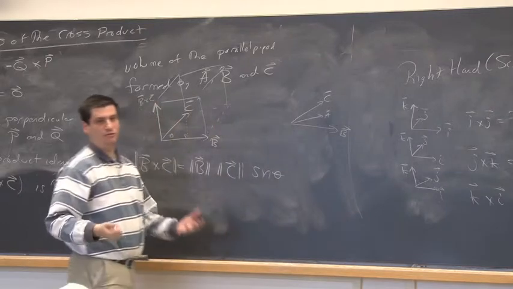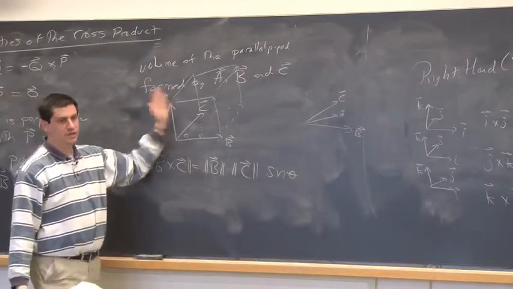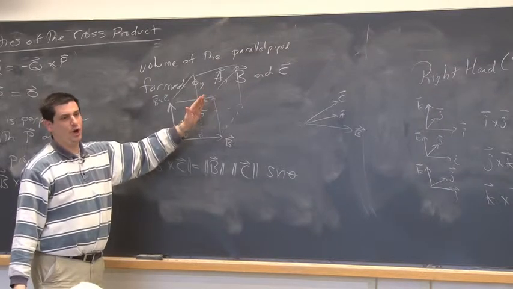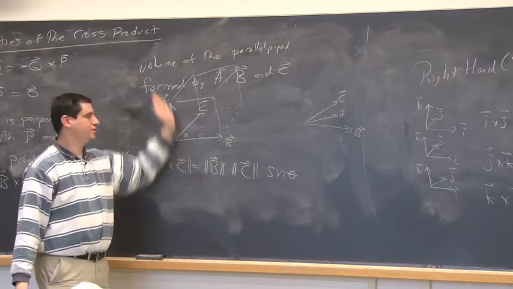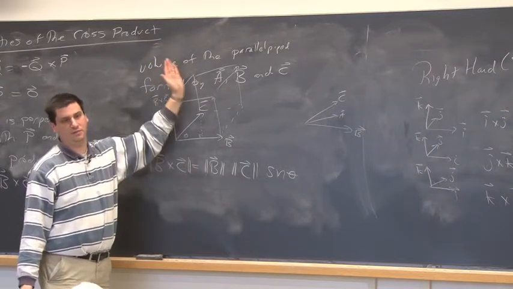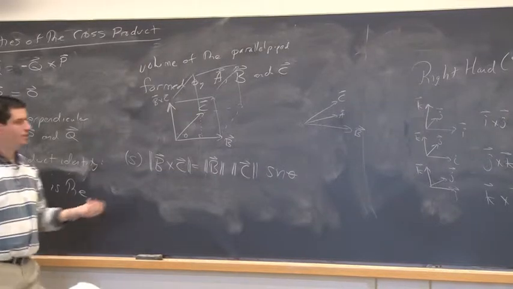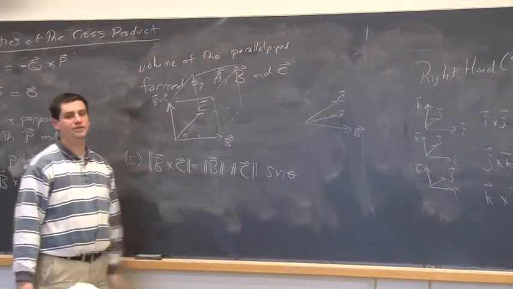My region no longer has any height. So in fact, all that really matters is essentially how much of A is in the direction of the normal to the parallelogram. And that's where the dot product comes in. It's going to tell us how much of A we have in this direction.